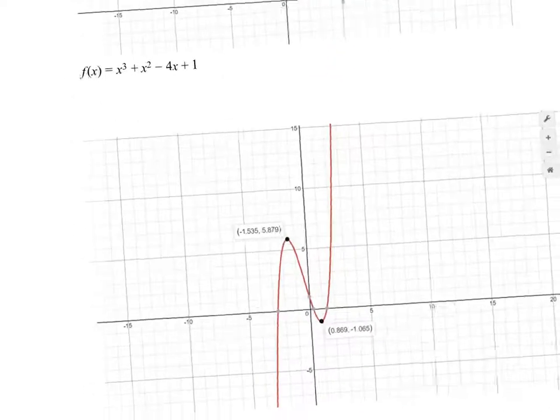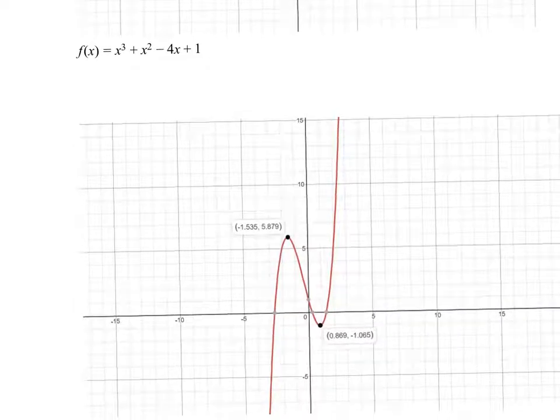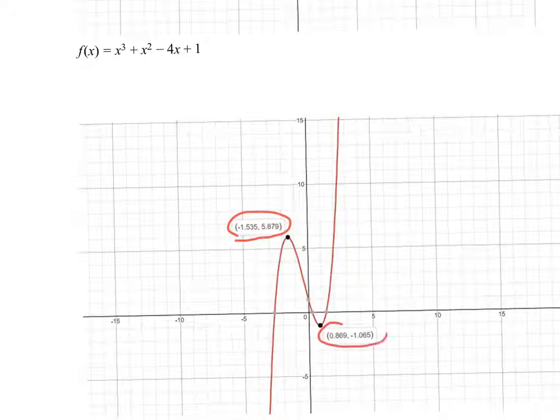So let's look at one more example. We have x cubed plus x squared minus 4x plus 1. When I graph this on Desmos, you can see I have this graph with a couple of turning points. We have this local max of negative 1.535, 5.879, and this local min of 0.869, negative 1.065.